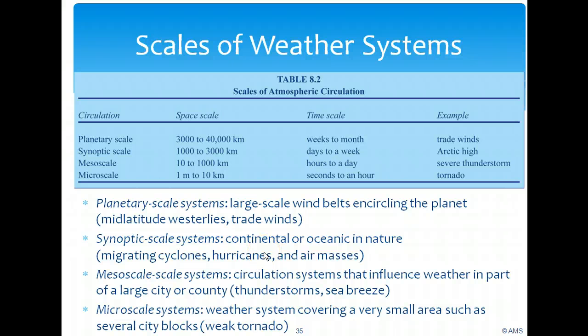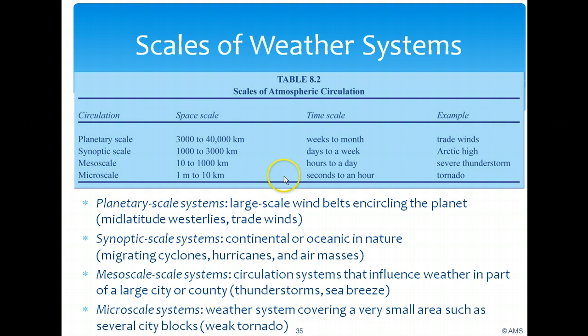Although the atmosphere is a continuous fluid, for convenience of study, we subdivide atmospheric circulation into discrete weather systems that operate at different spatial and temporal scales. Here are the 4 basic scales that we use. The planetary scale, which is very, very large, deals with weeks to months. An example of that would be trade winds or other winds that we find in large areas of the Earth. Synoptic scales, 1,000 to 3,000 kilometers, days to weeks. This is something like an Arctic high or a high over California.